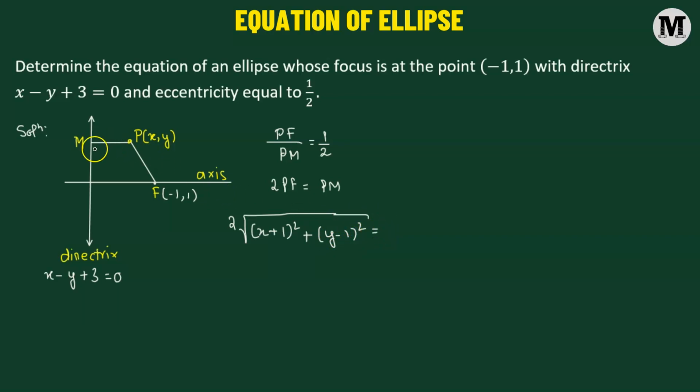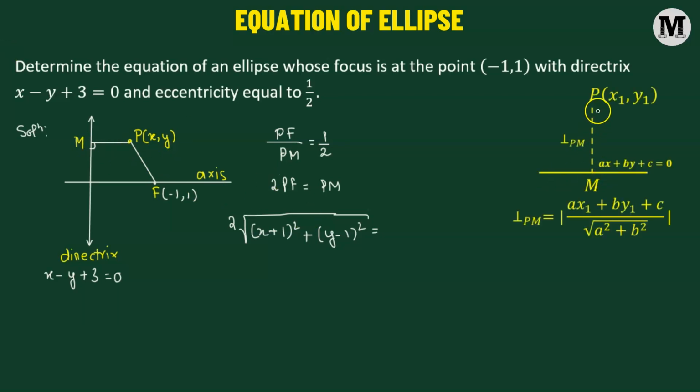Now PM is the perpendicular distance that we need to obtain. Okay, fine. So let's find the perpendicular distance. Here we have a point P with the coordinates (x1, y1). We have a straight line with the equation ax plus by plus c equals 0. From point P we are dropping a perpendicular on the straight line, meeting it at M. Then this perpendicular distance PM is given by the absolute value of ax1 plus by1 plus c divided by the square root of a squared plus b squared.